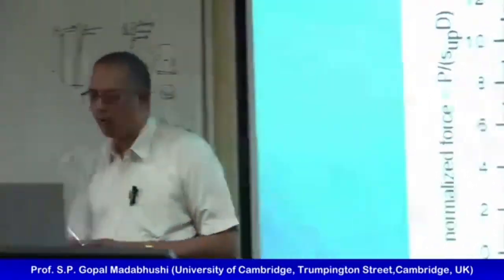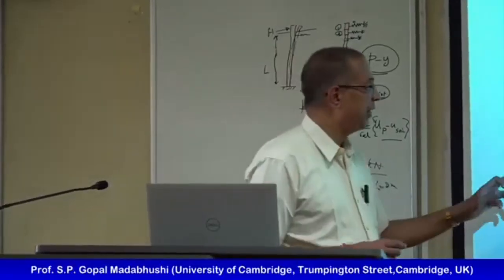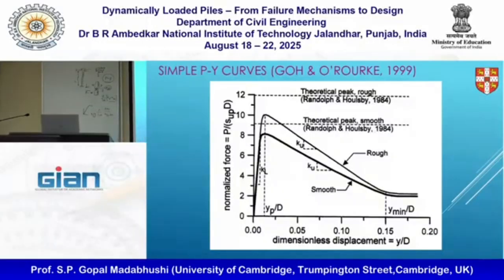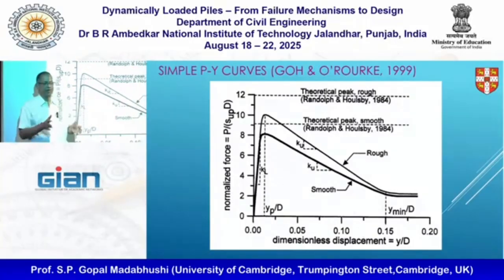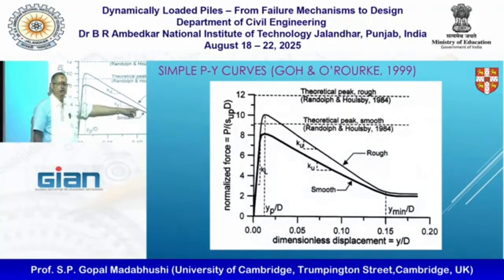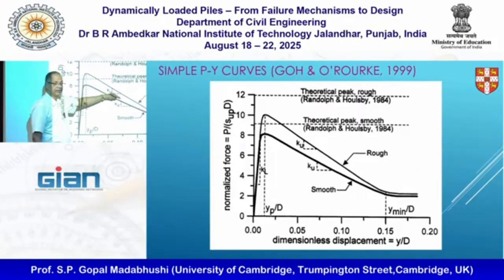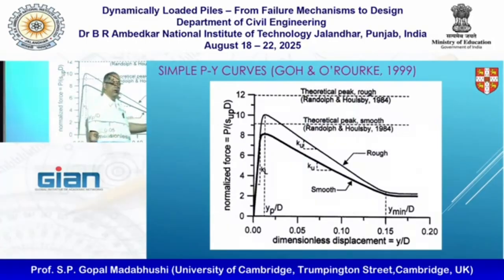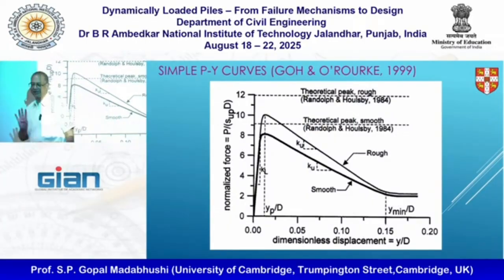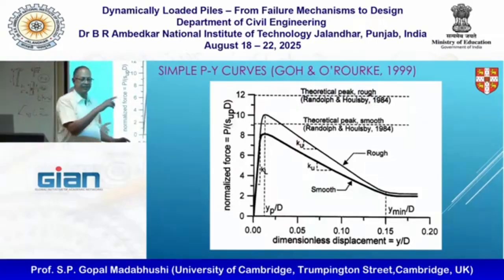By doing this, what they could define the PY curve as, they have two, rough pile surface or pile surface being smooth. So they proposed two curves, but you can define these with only 4 parameters. Slope of this line, KL, location of the peak, slope of that, and residual value here. So only 4 parameters are needed to define this.